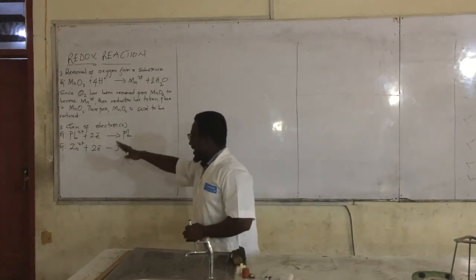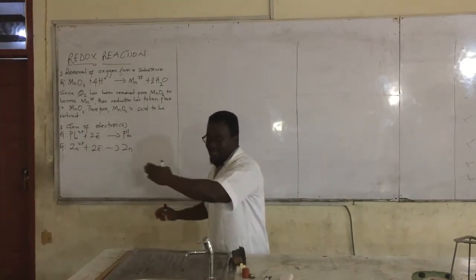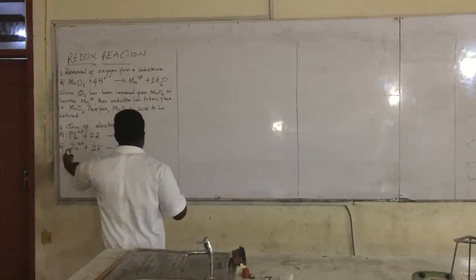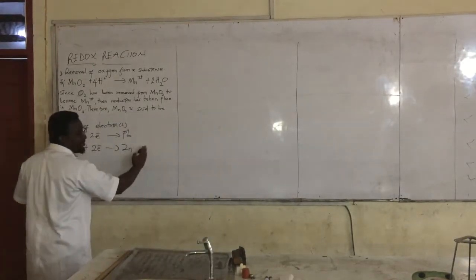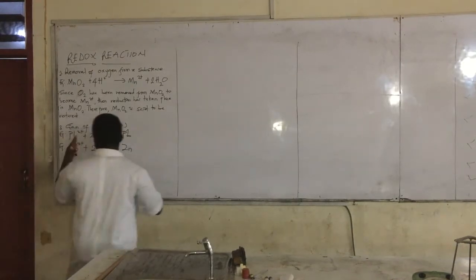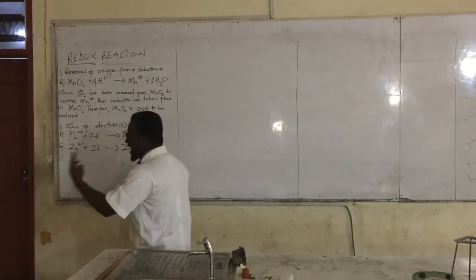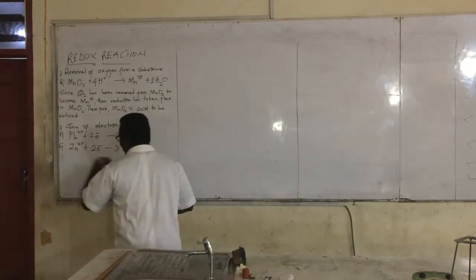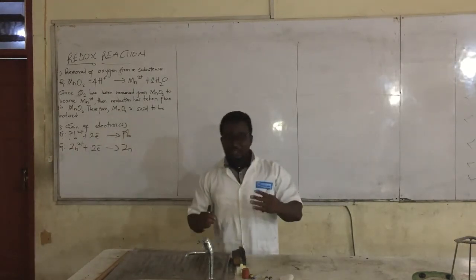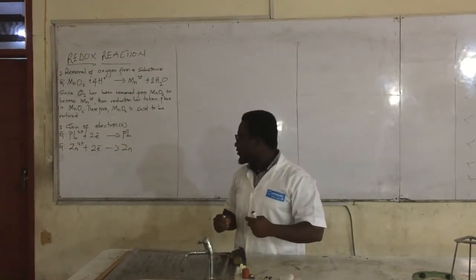So you can see that I added electrons to the left-hand side of the equation. This is the left-hand side of the equation. This is the right-hand side of the equation. So in reduction, we add electrons to the left-hand side of the equation.